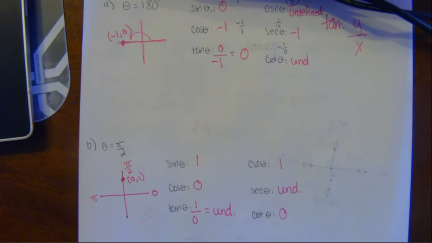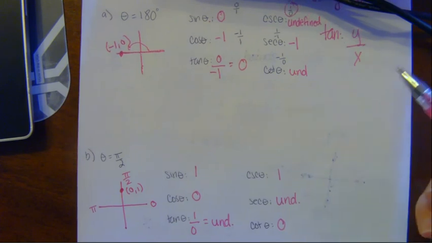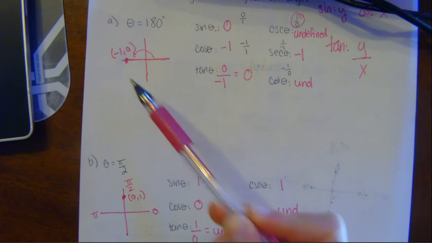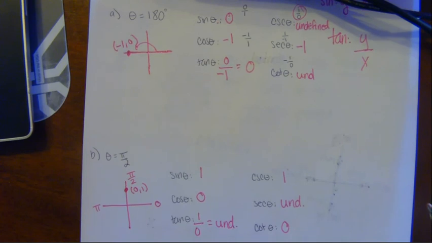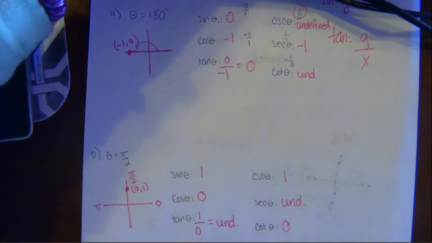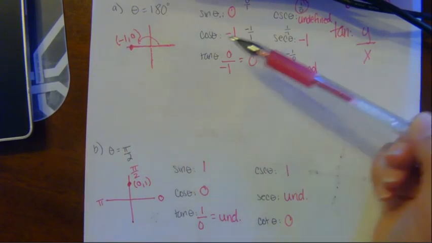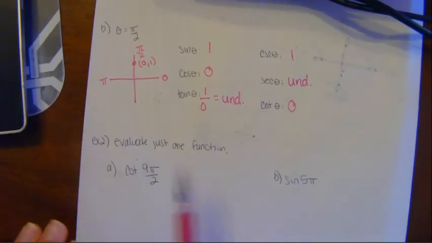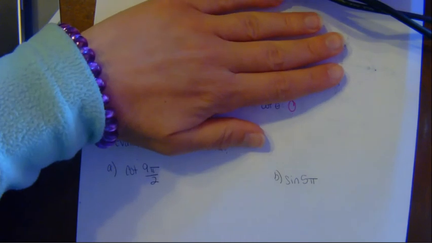So as we think about these quadrantal angles, the angles that are on one of my axes, the answers are always going to be either a 0, a 1, a -1, or undefined. There's nothing else that you could have. All right, so if we go one step further now, in these examples what I'm giving you is the angle and I'm asking you for all 6 of the functions. Something else I could do is say, okay, evaluate just one function. What's the cotangent of 9 pi over 2? So basically you're doing the same thing, but I just want the cotangent.